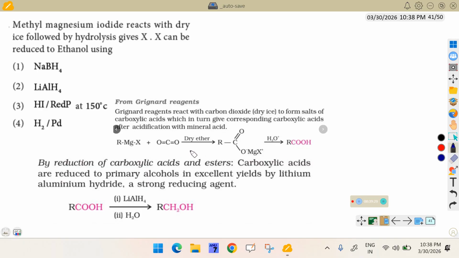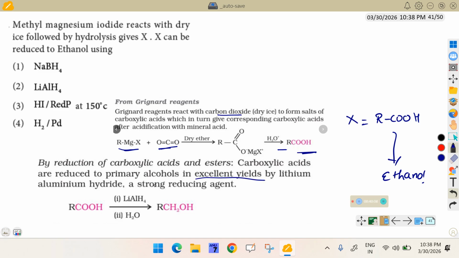Methyl magnesium iodide reacts with dry ice. Methyl magnesium iodide is a Grignard reagent. Dry ice is carbon dioxide. Further hydrolysis gives carboxylic acid, so X is carboxylic acid. Reduction gives ethanol. What is the suitable reducing agent? Carboxylic acids are reduced to primary alcohols in excellent yields by lithium aluminum hydride. So the second option is correct.